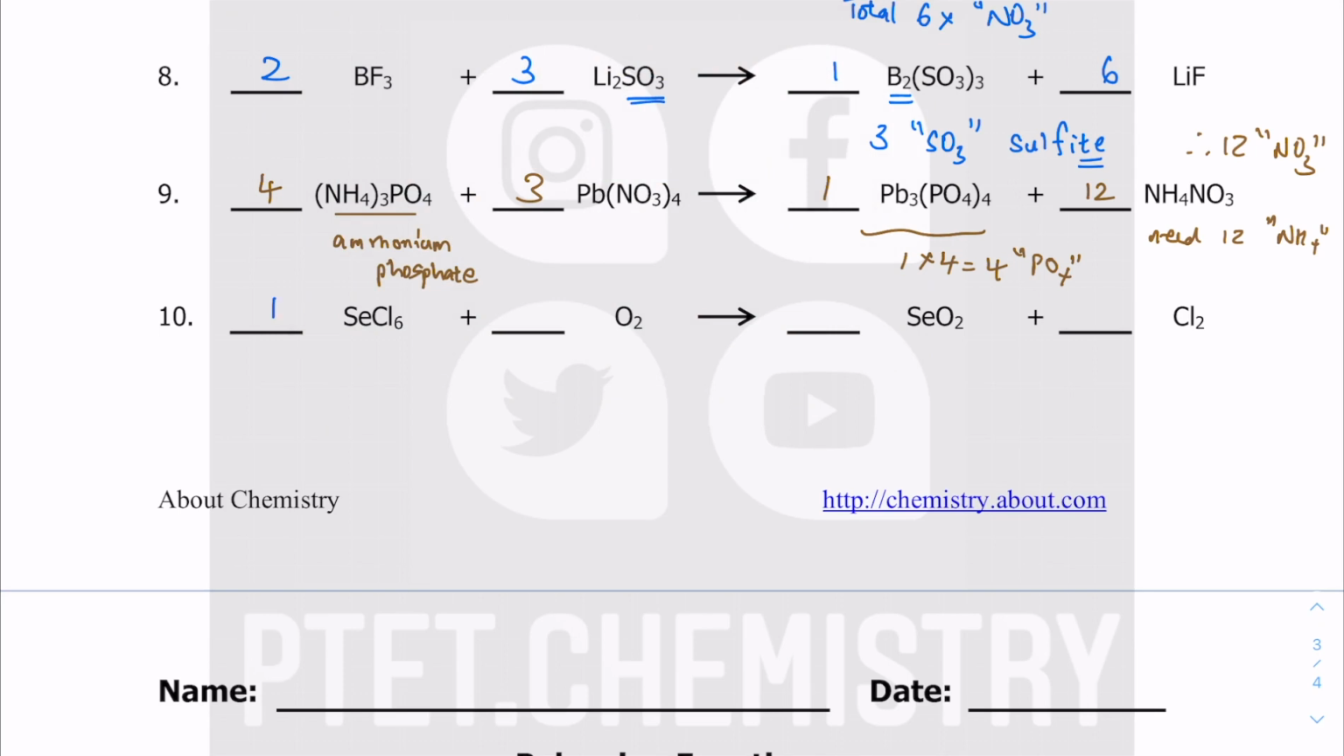If I start with one of these, one selenium, a group 6 element just below oxygen and sulfur, is Se, and they will give you one selenium, and 1 times 6 is 6 Cl, that gives you 6 chlorine atoms, so that is 3 times 2, giving you 6 chlorine atoms. 2 oxygen atoms remaining, so 1 oxygen molecule, 1 times 2 gives you 2 oxygen atoms.